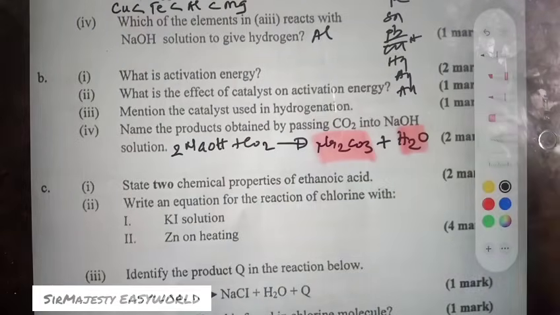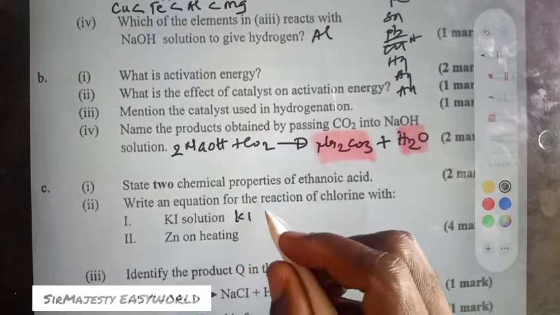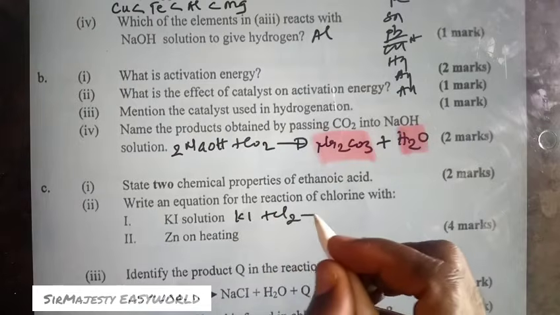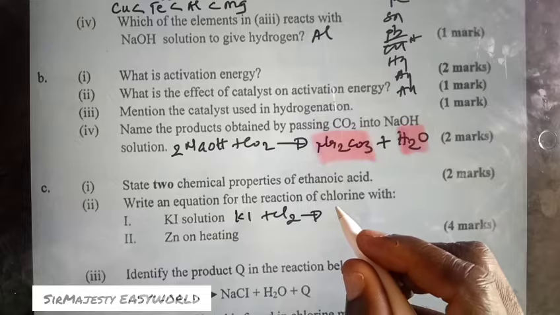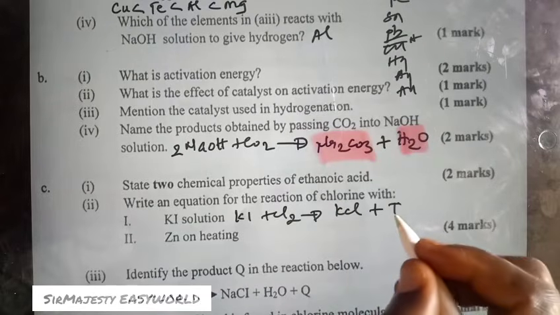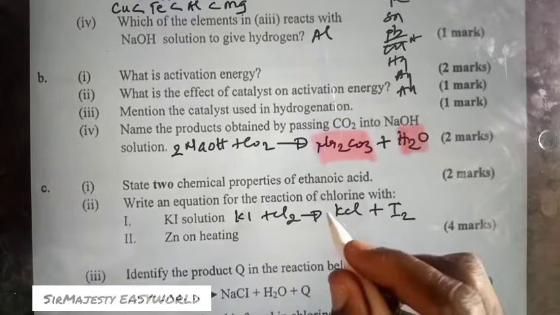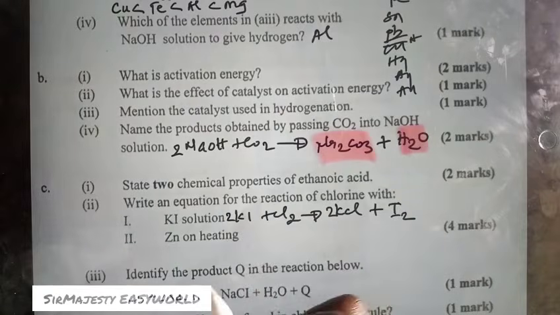So reaction of chlorine with potassium iodide is still displacement reaction. Under starch medium, this thing turns dark blue. So we have that what will be formed is potassium chloride plus iodine. So balance the equation. There should be 2 here and there should be 2 here. Then equation of the reaction of chlorine with zinc on heating.